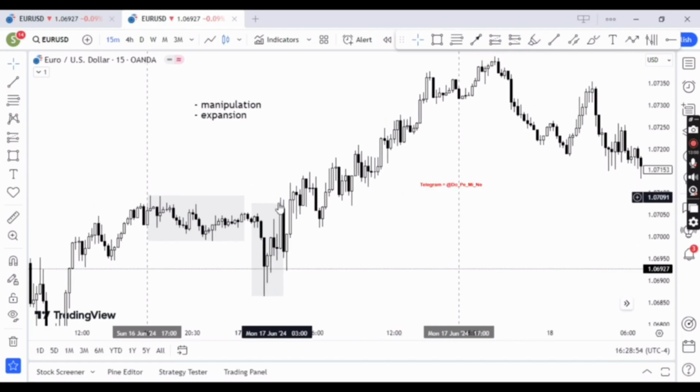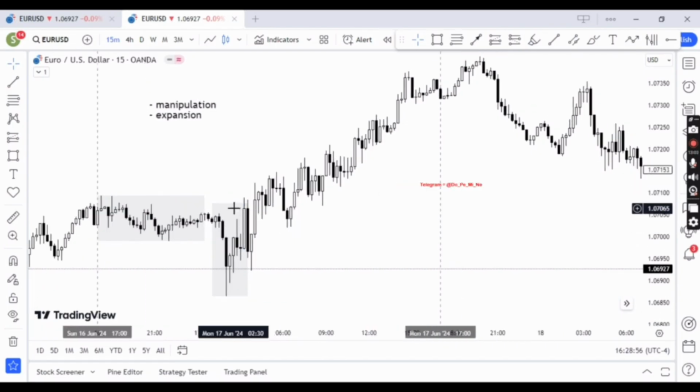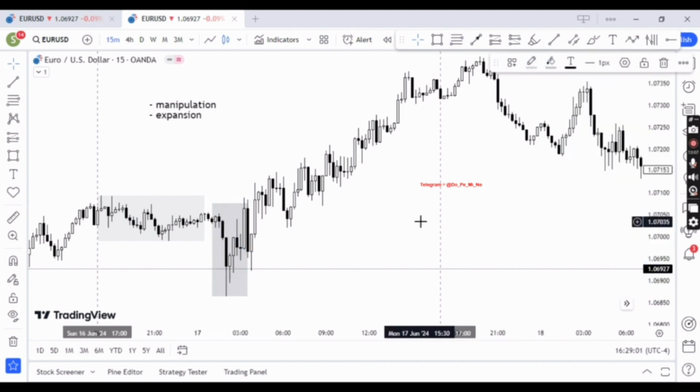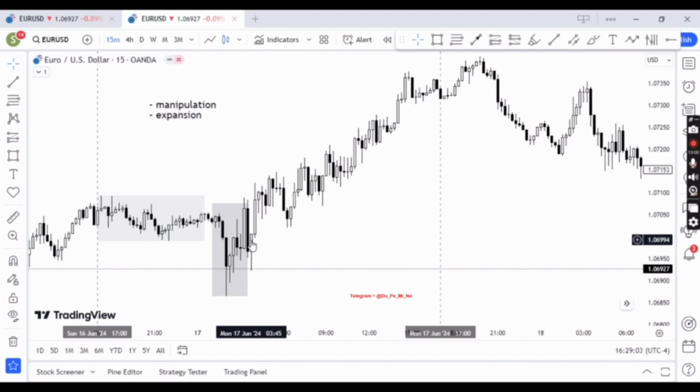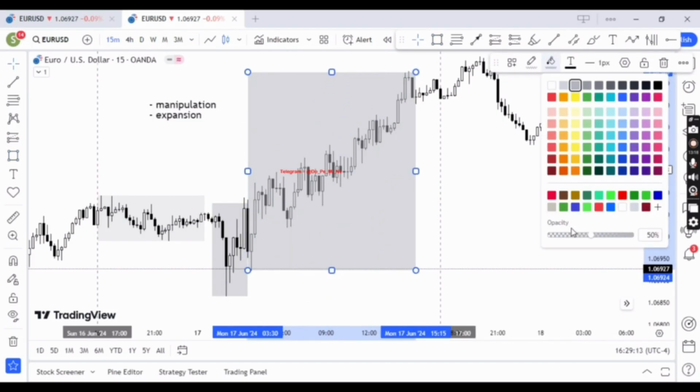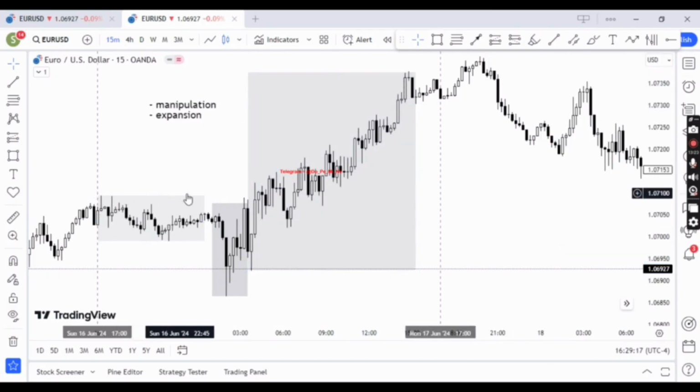So you can see that once this manipulation profile ended right here, then the only possible outcome after a manipulation profile is what? It's an expansion profile, right? And that's exactly what we had here. So on Monday, what happened is that we first had a ranging profile, then we had a manipulation profile which ended right here, and then after a manipulation profile we had an expansion profile.